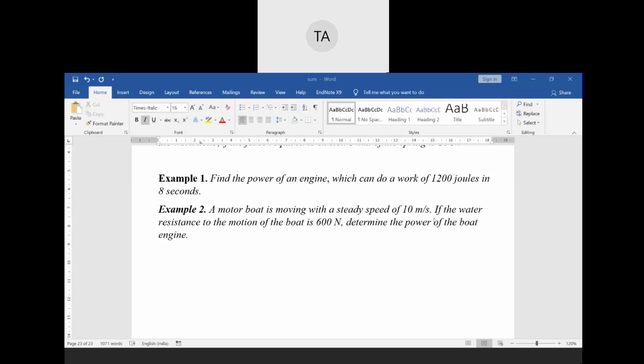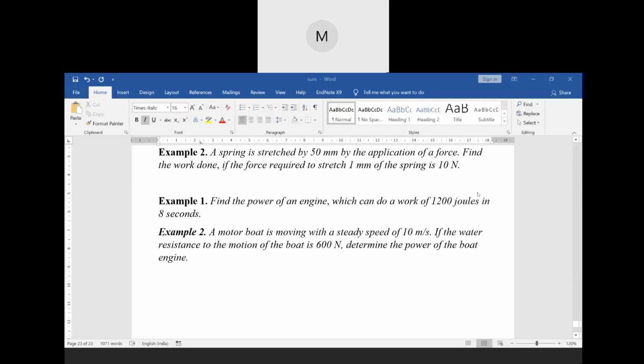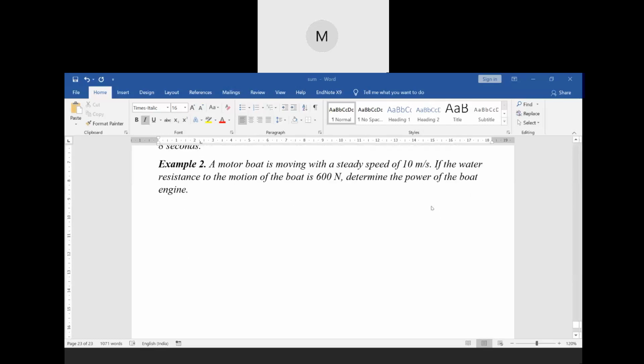In second case, we take 1 meter as a distance, na sir? Where? Which one? In number one or number two? In second case, example 2. Look at the second case. Yes.